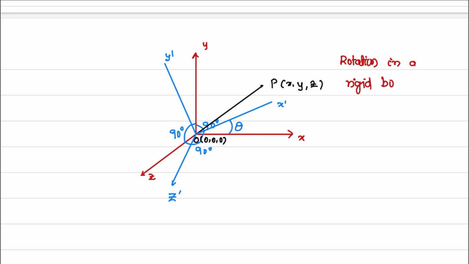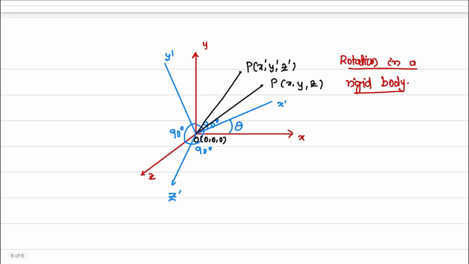Translation in a rigid body you have understood. Rotation in a rigid body. In a homogeneous space, by tilting of the angle, if the properties of the particle, this is a particle P dash with coordinates x dash, y dash, z dash, and from the same origin, it's a positional vector. It is with respect to x dash, y dash and z dash. Position of P, new position, P dash.